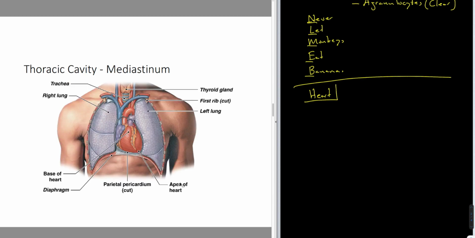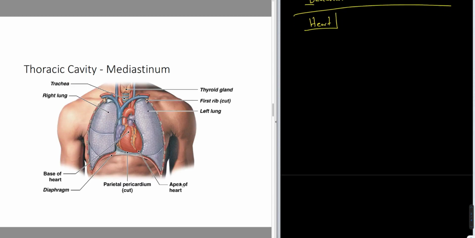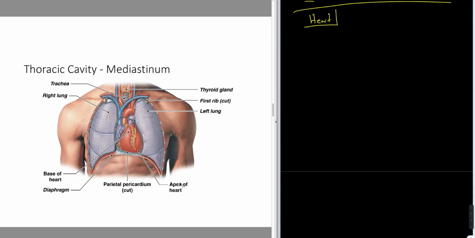Let's move on now to the heart. Now, the heart is actually one of the first organs that we're going to discuss that is found in the ventral body cavity. Specifically, this is found in the thoracic cavity, and there are 2 parts of the thoracic cavity. There's the pleural cavity, which holds our lungs. Then there's the mediastinum.